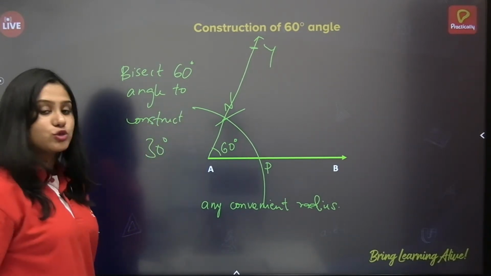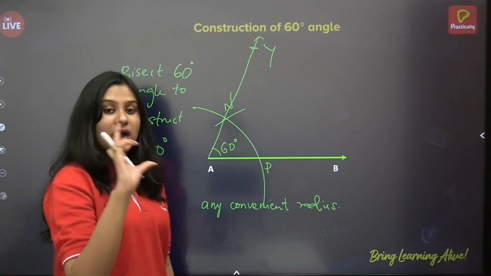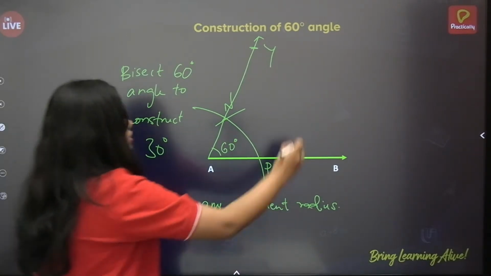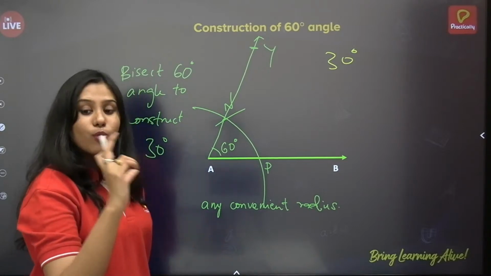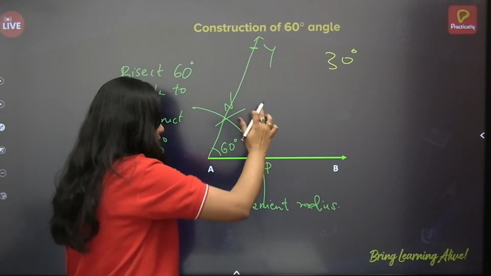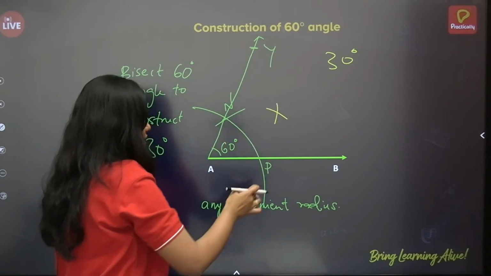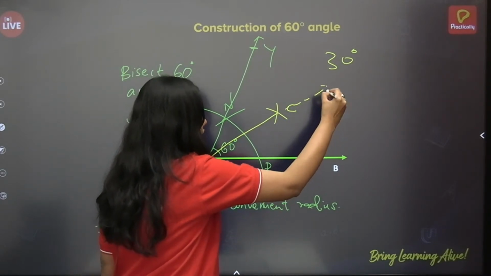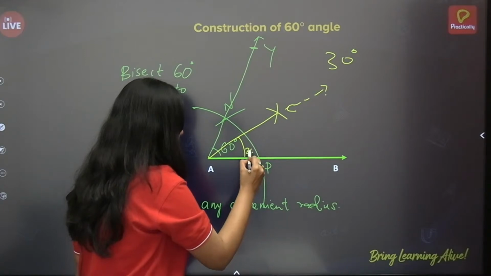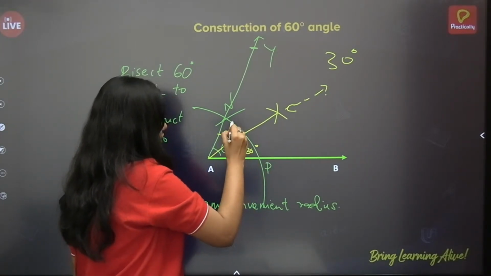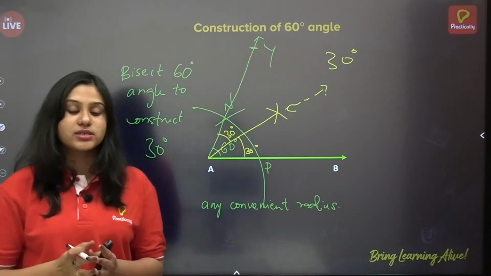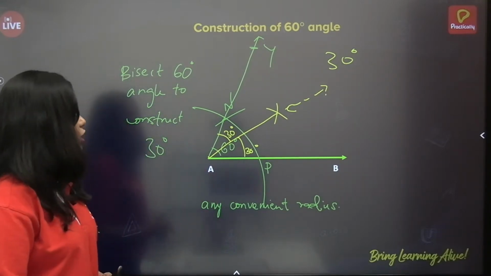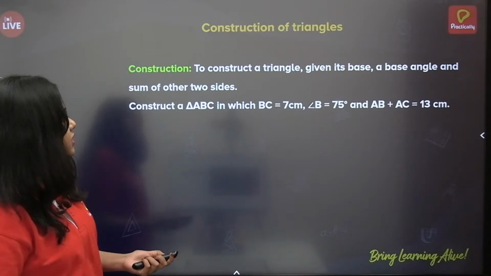So now what do I have to do? I have to take more than half of PN and cut an arc. So I am also showing you here 30 degrees. Take more than half of PN as radius and cut an arc here, and with the same radius cut an arc like this. Name this as C. Now join AC. You can also extend it, no issues, and this angle is 30 degrees. This angle is also 30 degrees. So we have bisected a 60 degree angle. Correct? Yes. Alright. So we have just the steps of construction.